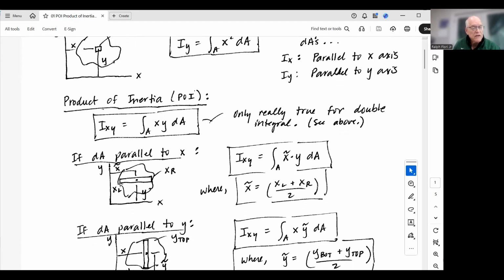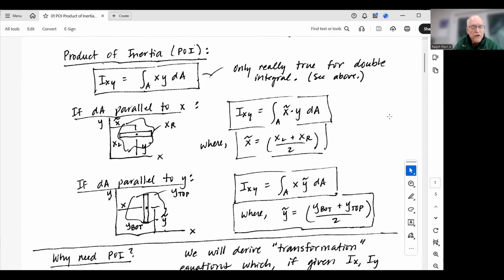For product of inertia, let's say you decide to use a horizontal element, which you can do. If you use a horizontal element, then the distance from the x-axis up to there is y. But the distance from the y-axis to the centroid of this dA is x tilde, which is the distance to the centroid of the dA. And x tilde is the average of x left and x right, so x left plus x right over 2. So strictly speaking, it's an x tilde times a y dA if you use a horizontal element.